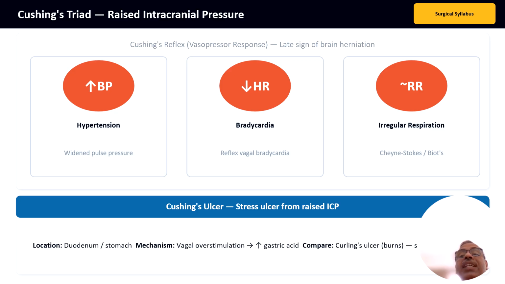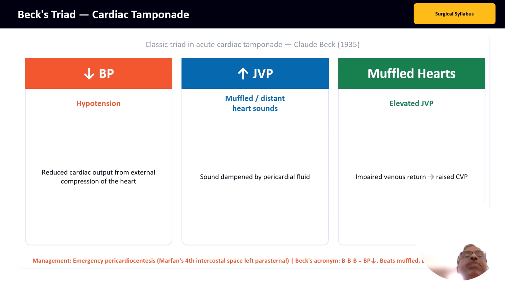And this is opposed to a Curling's ulcer. Curling's ulcers are seen in severe burns. Again, it occurs in the duodenum and stomach, but here the erosions are because of ischemia. So the pathology is different here, Cushing's ulcers and Curling's ulcers.